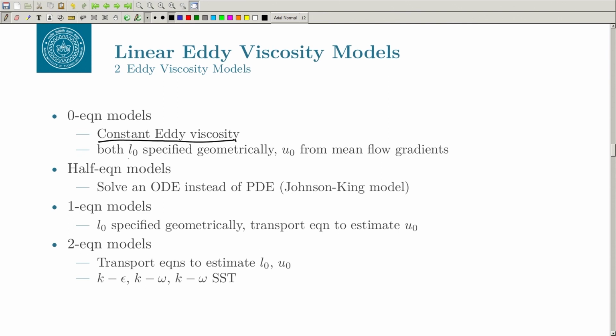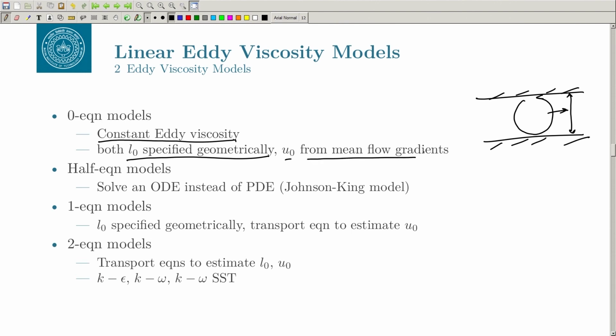Second, you can use this L0 geometrically. Let us say that if you have a channel flow, your eddy is confined, it cannot be bigger than this. So, you can use some fraction of that length based on the geometry as your length scale, and then you can use this u0 from the mean flow gradient. So, you know the mean flow gradient, and somehow you can use it to get this u0.